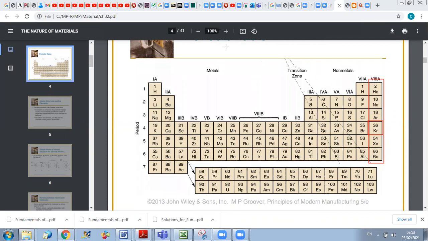So if you want to illustrate the Lewis representation of krypton, this is Kr, and it has 8 electrons in its outer orbit. So it's stable and doesn't need to interact with any other atom. But who will tell me?